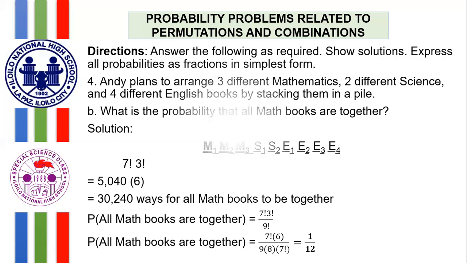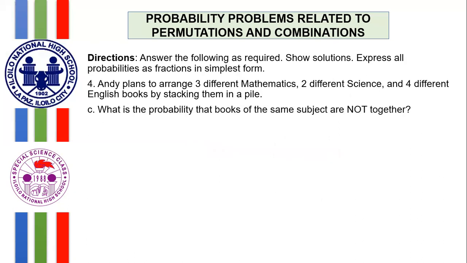Letter C. How about, what is the probability that books of the same subject are not together? Meaning to say, all math books are not together, the science books are not together, and the English books are not together as well. So to do this, it is important to calculate first the total number of ways that they can be together. And to accomplish that, we have here the 3 math, the 2 science, and the 4 English. So we treat them as 1 because they're together.